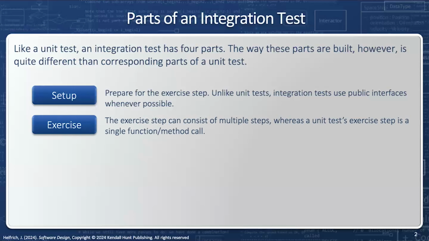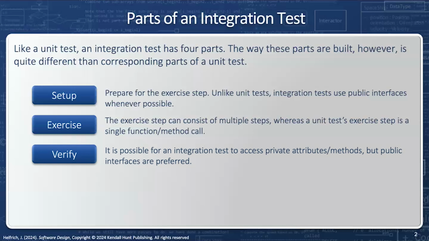The exercise step can consist of multiple steps, whereas the unit test exercise is a single function or method call. Now remember, the point of an integration test is to exercise parts of a program as they will be integrated into the main application, which means that we want to call these methods and functions in the way they will be called. In a unit test, only a single function is going to be called in isolation of the rest of the program. But in an integration test, we may have multiple function calls, each of which may in turn call other multiple function calls. A single integration test could exercise 100 functions, where a unit test should be only one.